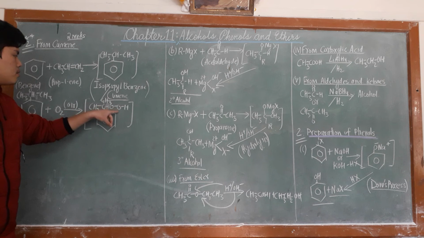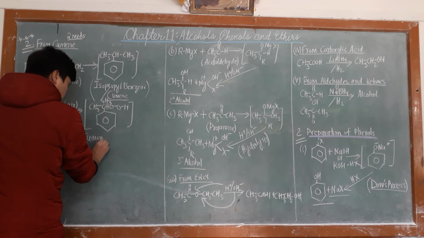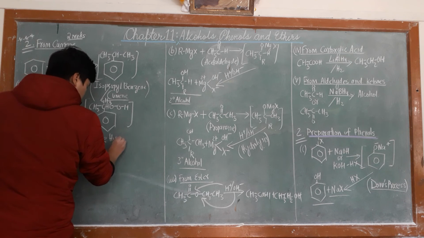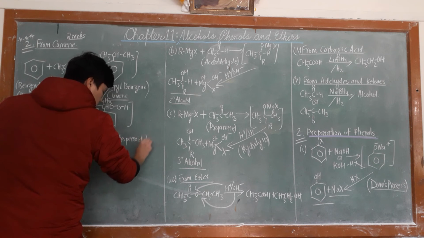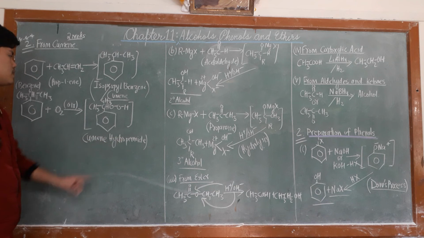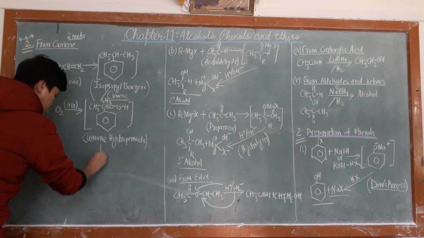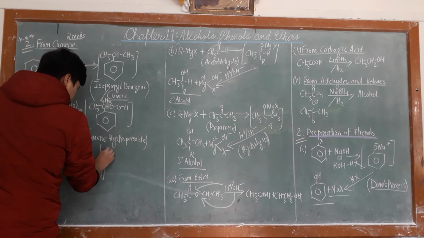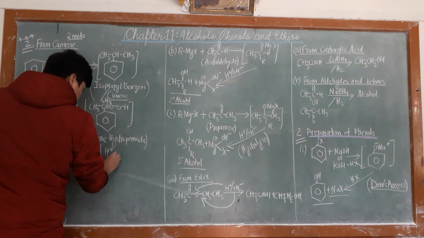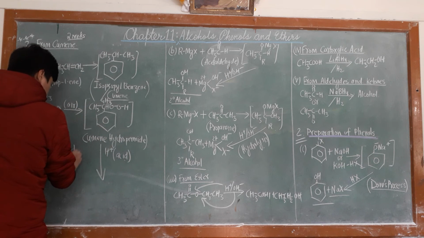Single bond O, single bond O, single bond H. This is called cumene hydroperoxide. Okay, cumene hydroperoxide forms here. Now, when you react this chemical with acid, okay, H plus, the acid will react with it, and what happens is cleavage.